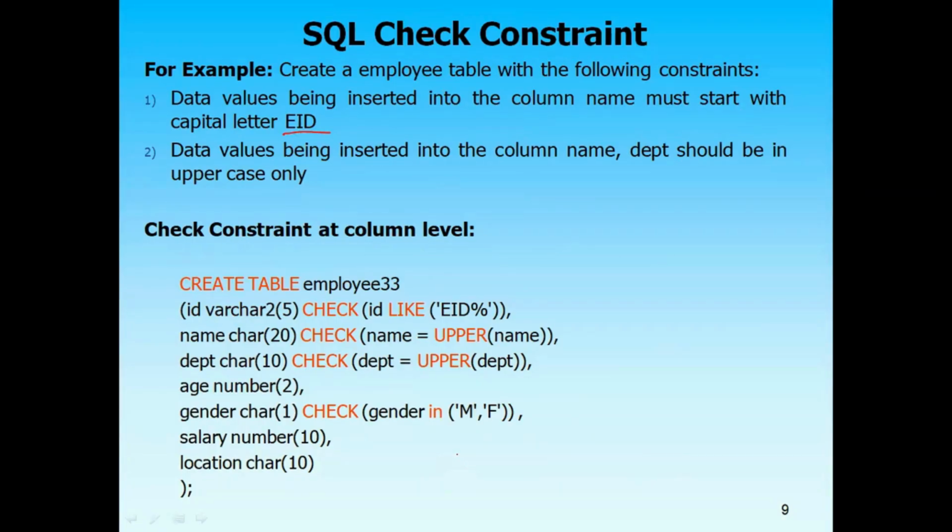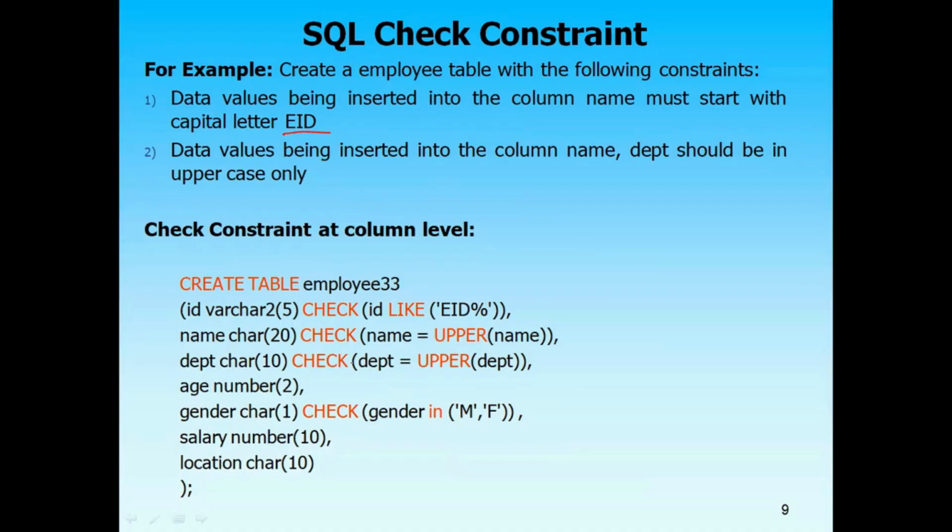So here two constraints we need to apply. My employee ID should start with capital EID. And my employee name and department name, actually employee name is not given in the problem statement, but I'm saying employee name and department name should be in capital letters only. Many of you might have seen registration forms where only capital letters are allowed. So my employee name and department name should be in uppercase letters. How can you apply this constraint with the help of check constraint syntax?